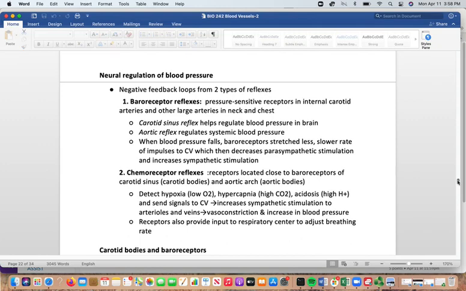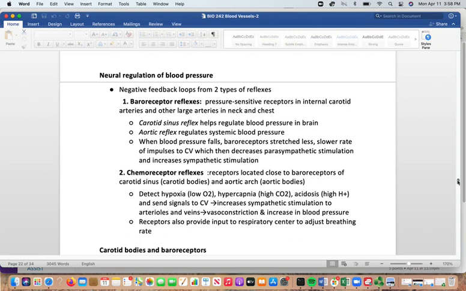So when the blood pressure falls, those baroreceptors stretch less, and you'll have a slower rate of impulses that are going to go to the cardiovascular center and end up decreasing the parasympathetic stimulation and increasing sympathetic stimulation.